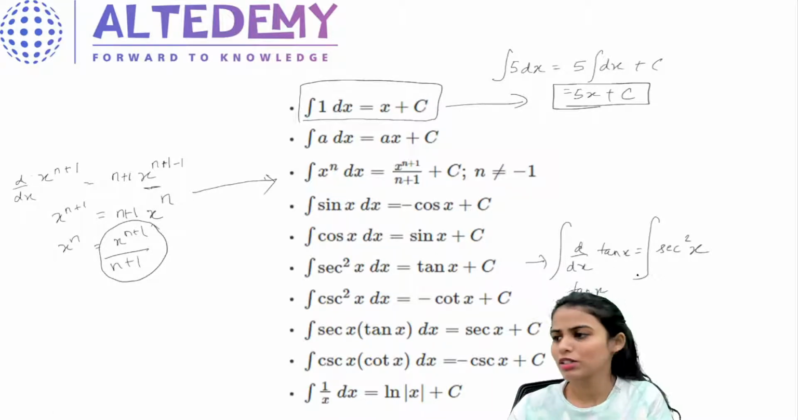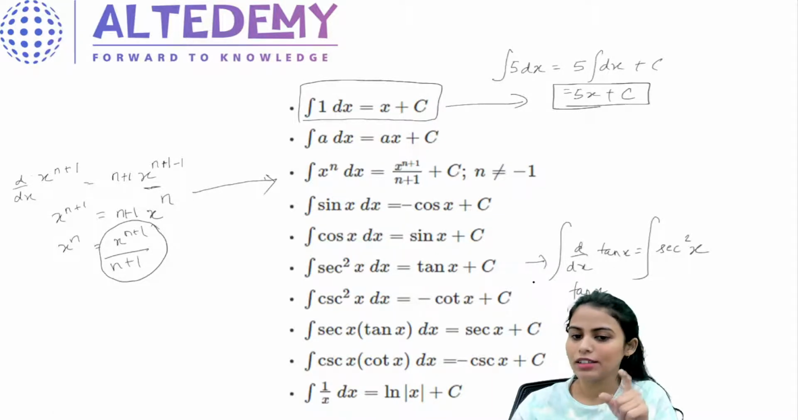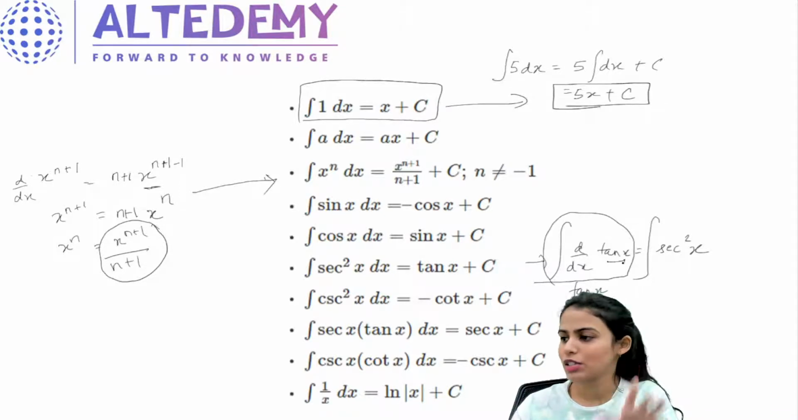I hope all of you have understood this. If anything is written like this, we are only supposed to write this function, tan x.